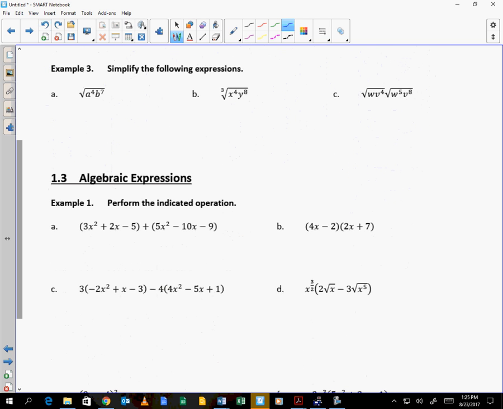All right, now the last thing. We'll go through A, B, and C, and then you'll get your assignment. So we have the square root of a to the fourth, b to the seventh. Well, that's the square root of times the square root of. Is a to the fourth a perfect square? Yeah, it is. Is b to the seventh a perfect square? No. Is b to the sixth? Yeah, b to the sixth is. So what do I put over here? So what's the square root of a to the fourth, b to the sixth?